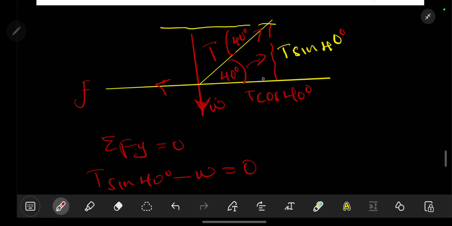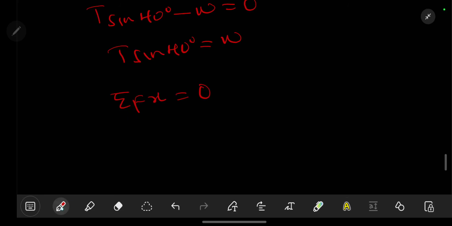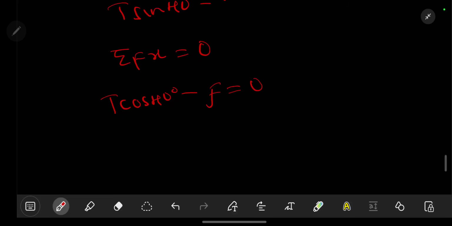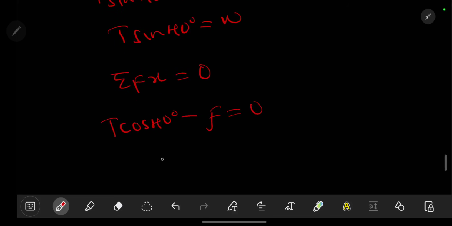Now which forces? We have the X component, which is our T cos of 40. So we are going to say our T cos of 40 degrees minus the frictional force in the opposite direction should be equal to 0. So with this equation, we find that our T cos of 40 degrees should be equal to the frictional force.